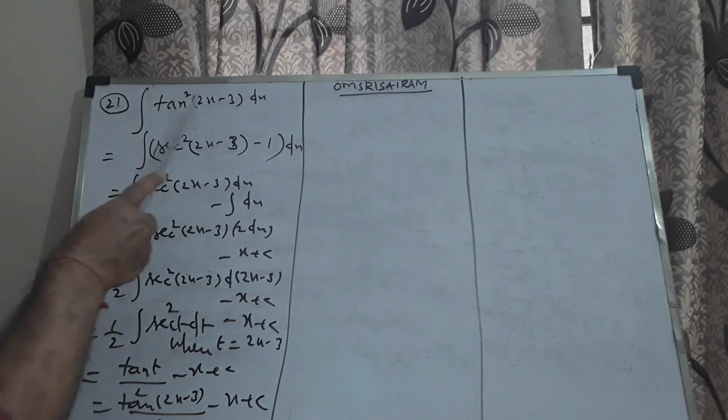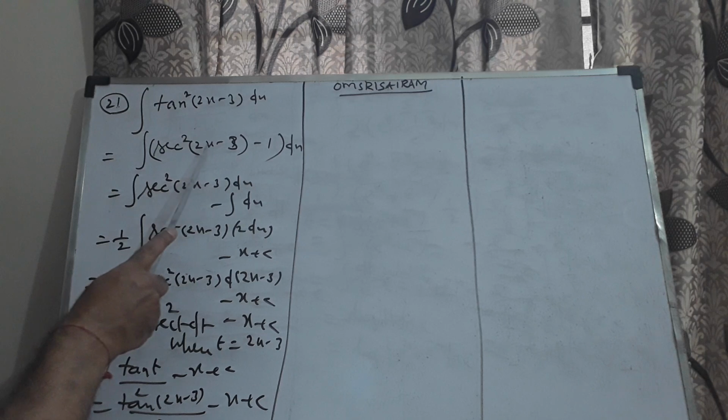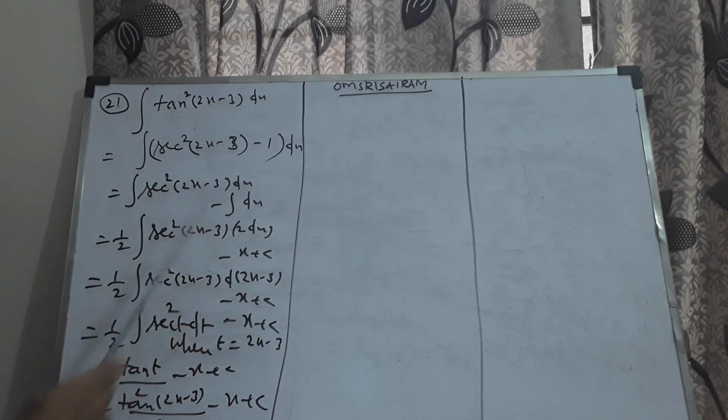I repeat, tan square of 2x minus 3, I write it as secant square of 2x minus 3 minus 1. I make it into two integrals: integral secant square of 2x minus 3 dx minus integral dx. Multiply and divide by 2 here, because the derivative of 2x minus 3 is 2 dx. This 2 dx is replaced by d of 2x minus 3. Replace this by t. Half integral secant square t dt minus x plus c. Integral dx is x anyway; it's carried over here itself.